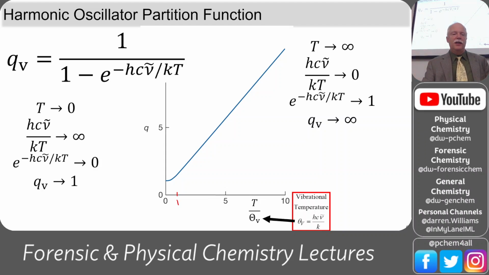And that's the behavior we would expect the partition function to do. Remember, it is a measure of the number of energy levels populated. So as temperature goes to 0, we're going to have 1 energy level populated, and that would be the ground state.